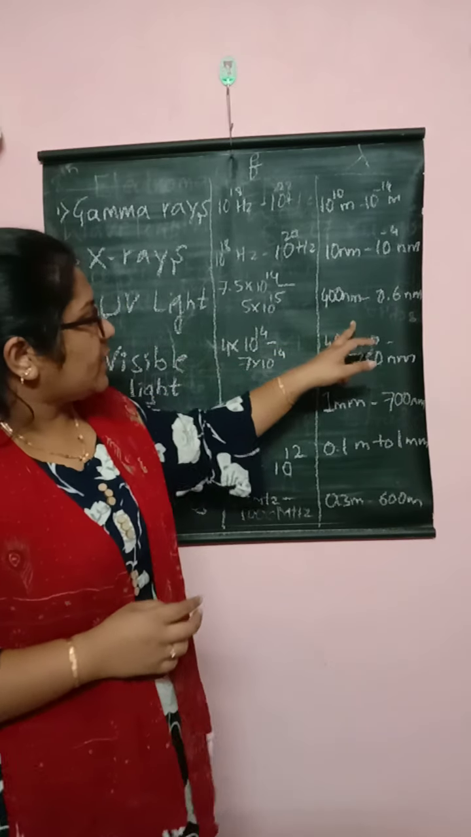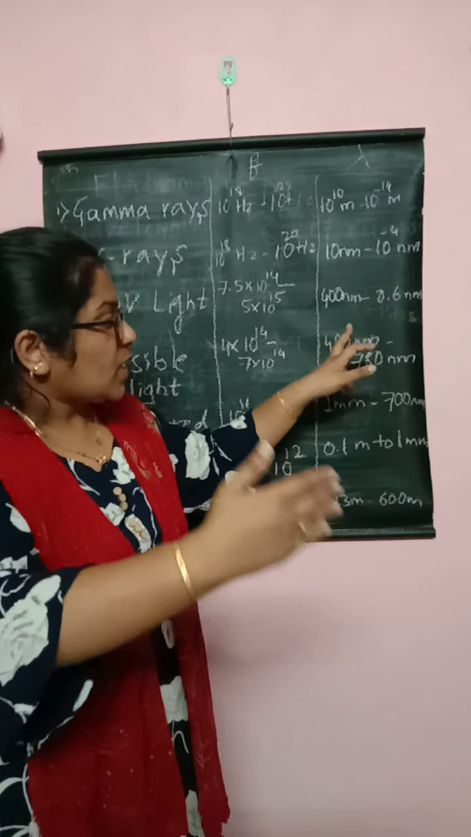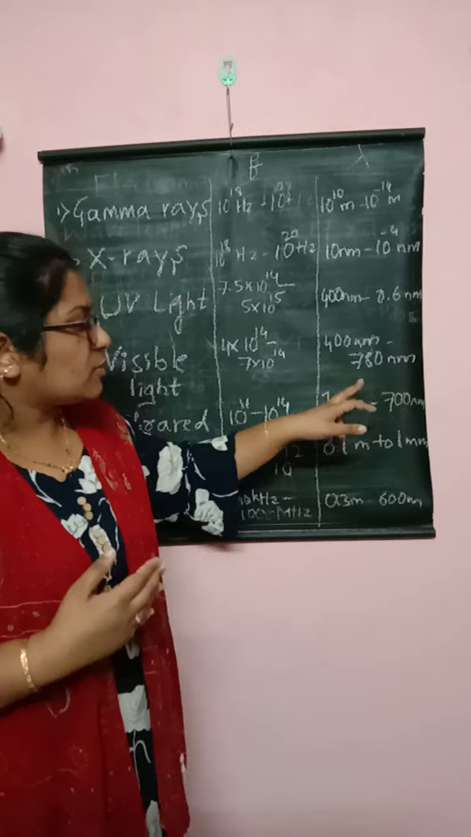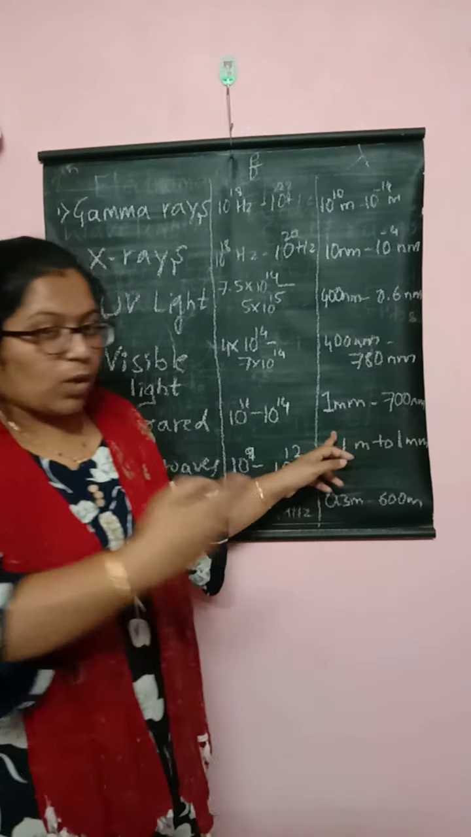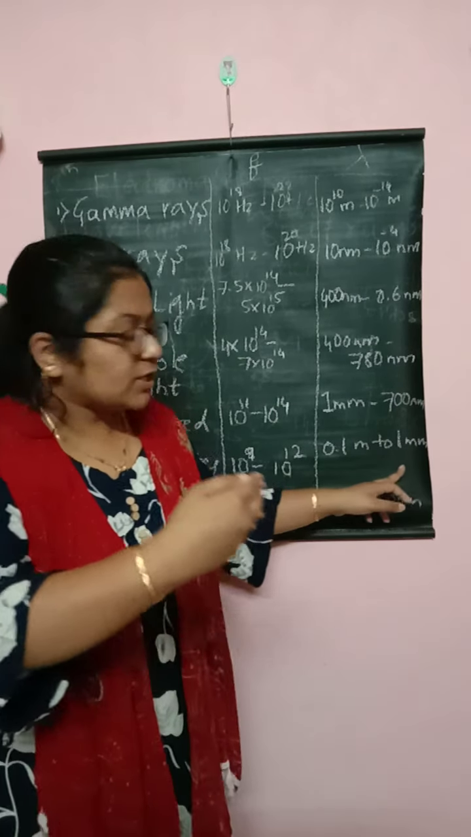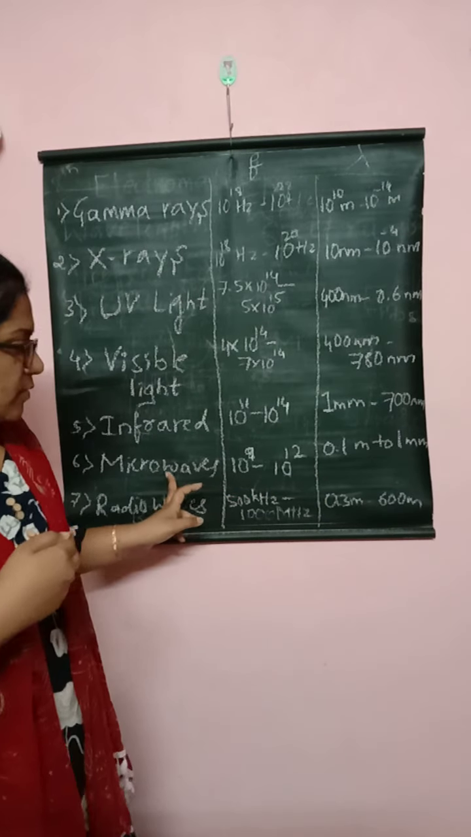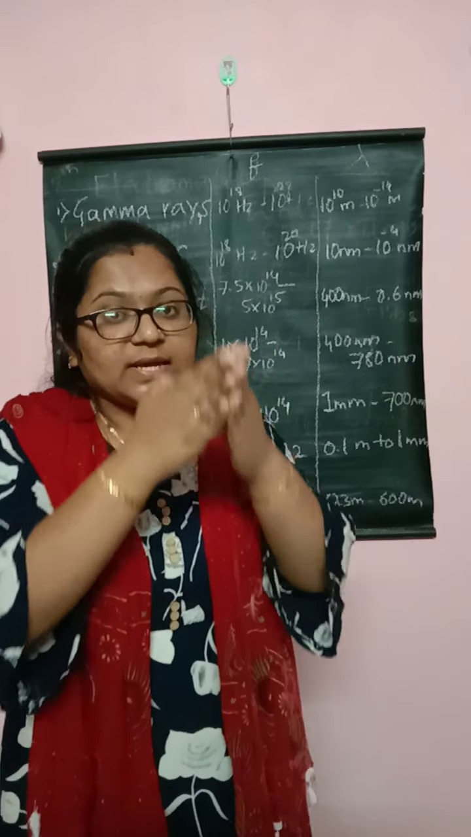UV light is from 400 nanometer down to 6 nanometer. From that 400, visible light starts, 400 nanometer to 780 nanometer. From that 700 nanometer to 1 millimeter, the infrared rays are there. From 1 millimeter to 0.1 meter, microwaves are there. Means they do not have separating edges.